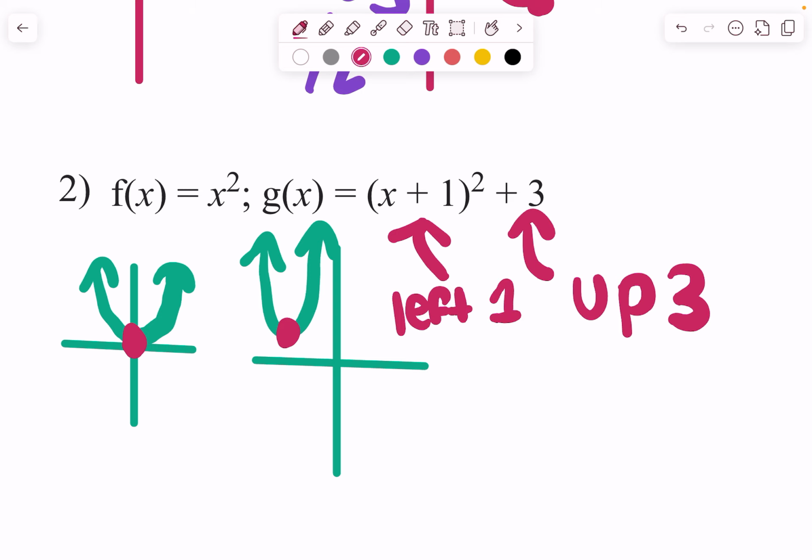This is an easy one where you really didn't need to memorize the rules. If you just analyze the graph and look at how the vertex changed, it's very easy to tell left and right, which is the number inside the parentheses, or up and down, which is the number outside of the parentheses.